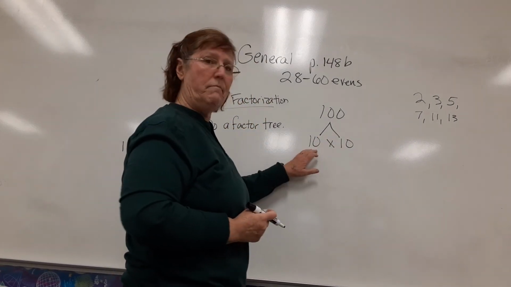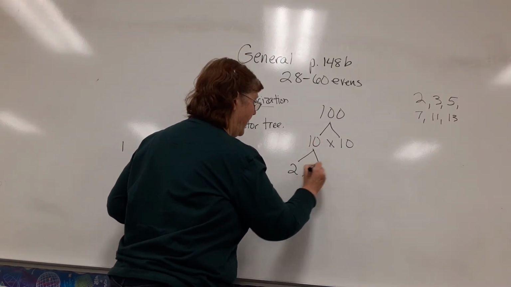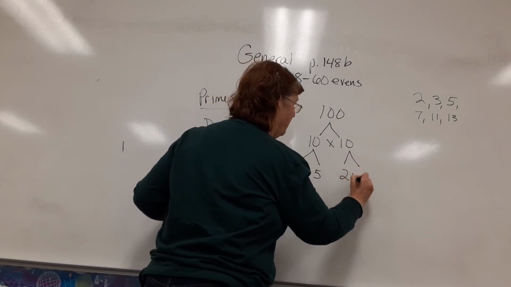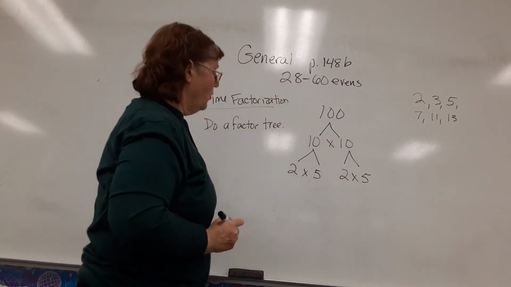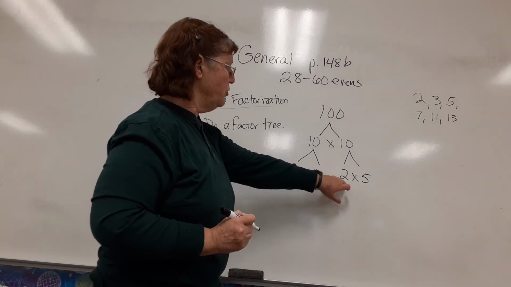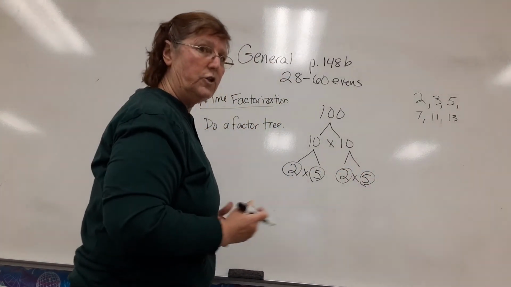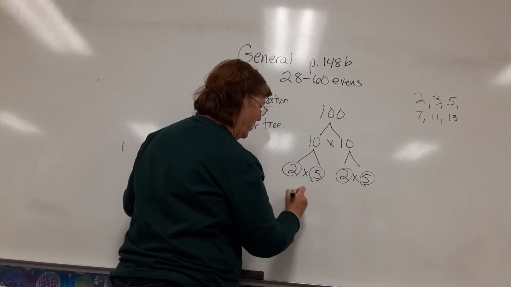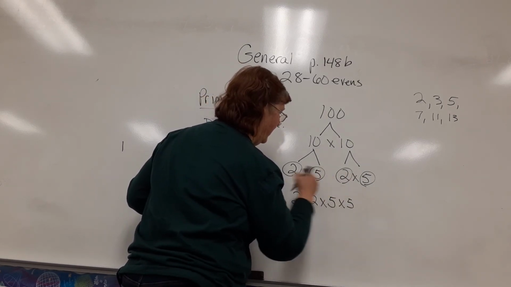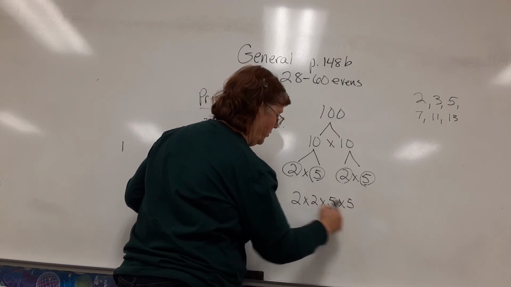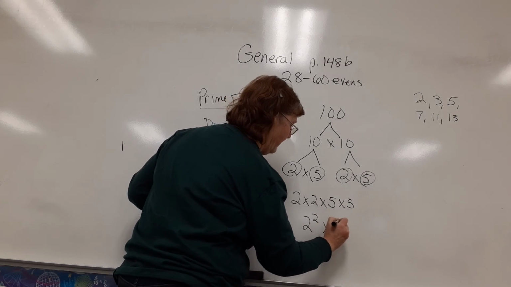All right, is 10 prime? No, because it's 2 times 5. So I have to split that up into 2 times 5. And this 10 will also split up into 2 times 5. So 2's prime, 5's prime, 2's prime, 5's prime. So each of these are prime numbers and my tree branches have all ended. So now I put them in numerical order. So 2 times 2 times 5 times 5, smallest to largest. And then exponent-wise, we could do 2 to the second times 5 to the second.